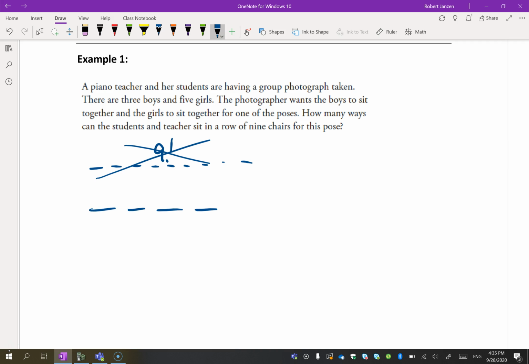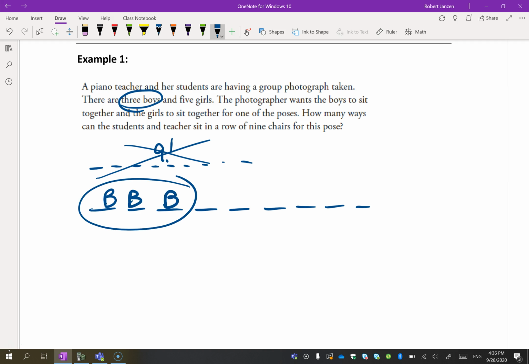Okay, I'm going to put 9 chairs just to give us some visual help here. Oops, how many is that? 4, 5, 6, 7, 8. No, just 9. Okay, the photographer wants the boys to sit together. So there are 3 boys that are going to sit together. I'm just going to draw this in. Boy, boy, boy. Okay, and they have to be together. Then there are 5 girls. Girl, girl, girl, girl, girl. And they have to be together. All right, and then you're left with the teacher. So this would be one possible way that they could sit. But we need to figure out all the possible ways.